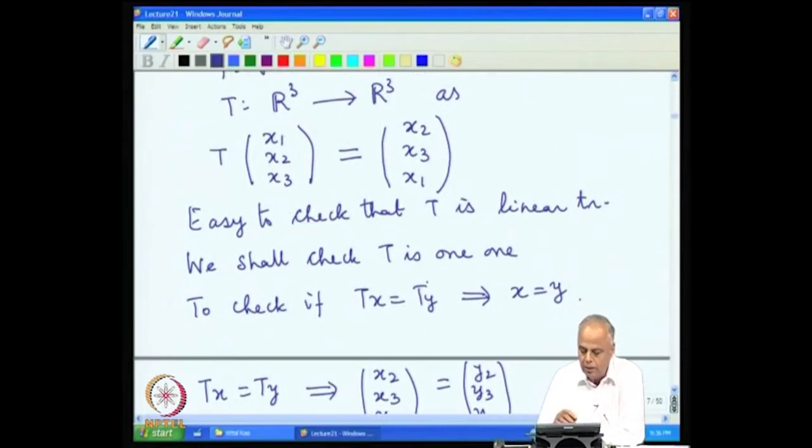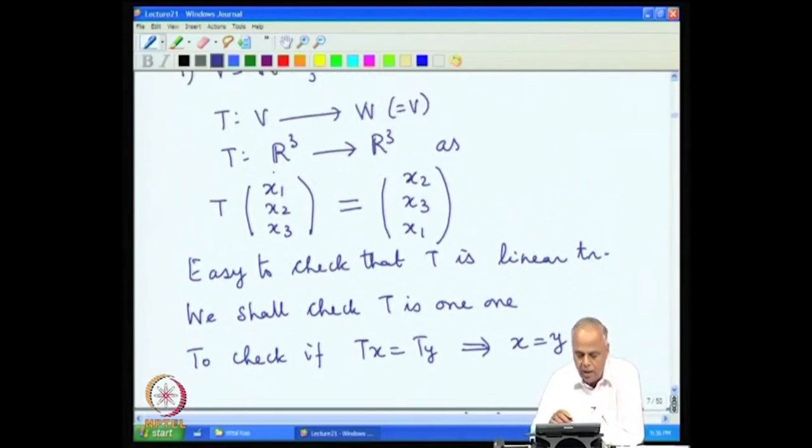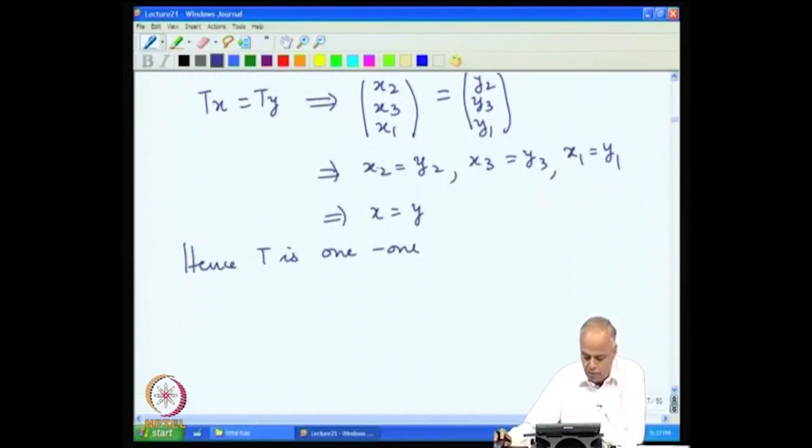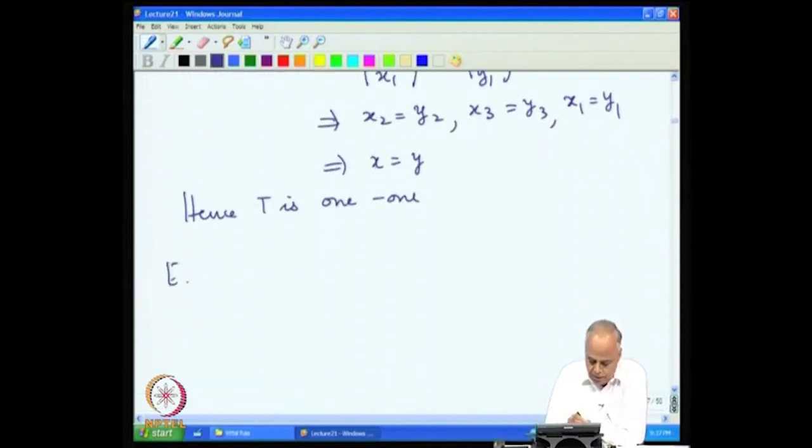So, this is an example of a 1, 1 transformation. Notice here that the dimension of V is 3 and the dimension of W is also 3. We said that a priori requirement for having a 1, 1 linear transformation is that the dimension of V must be less than or equal to dimension of W. Here is a case where the dimension of V is equal to that of W. Let us look at another example.